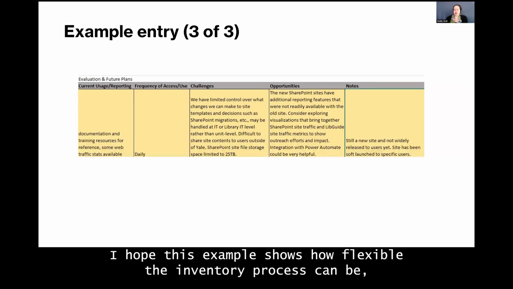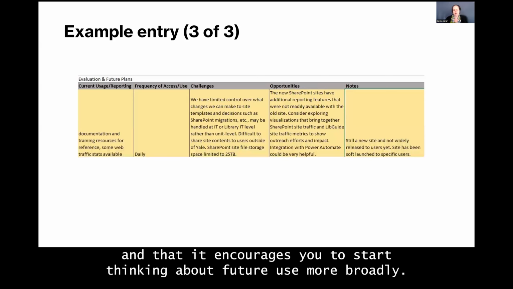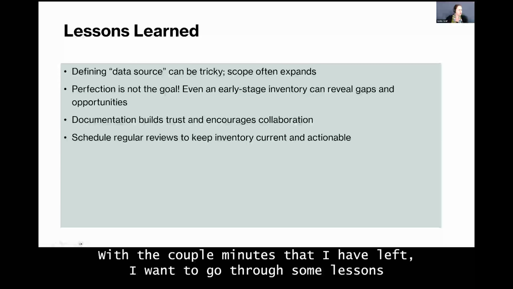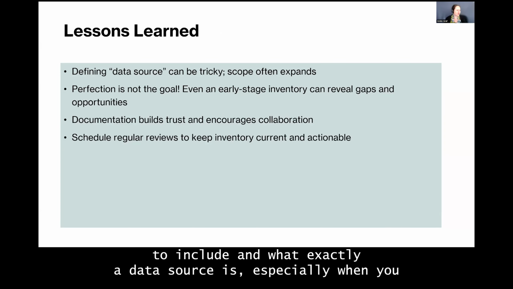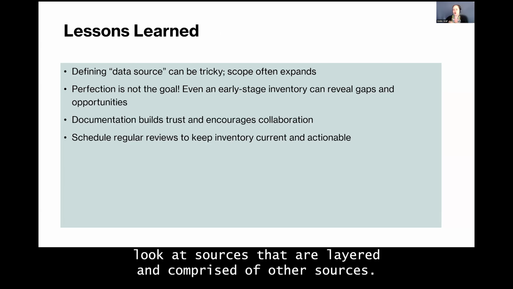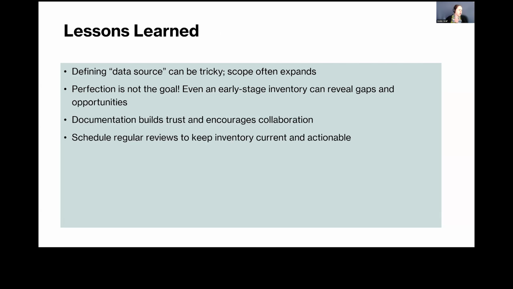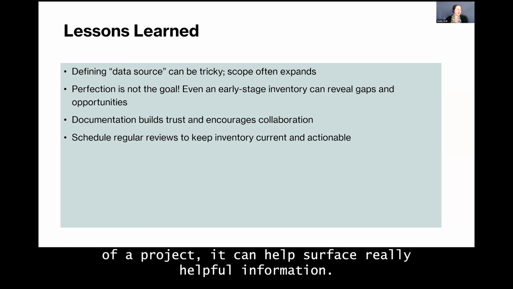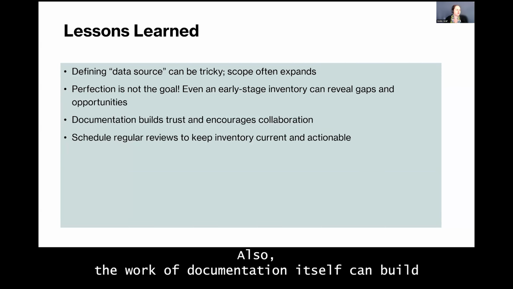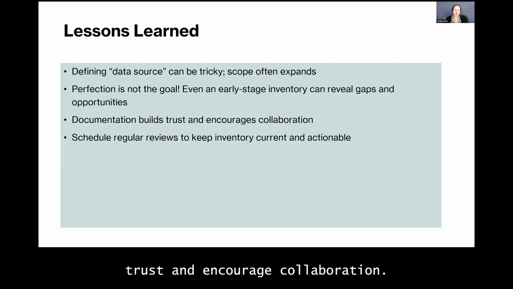So hopefully this example shows how flexible that inventory process can be, and it really encourages you to start thinking about future use more broadly. With the couple of minutes I have left, I want to go through some lessons learned. For me, it was a little tricky at first to narrow down what data sources to include and what exactly a data source is, especially when sources are layered and comprised of other sources. But an important thing I learned is that perfection is not the goal. Even a first iteration of a project can help surface really helpful information, and the work of documentation itself can build trust and encourage collaboration.